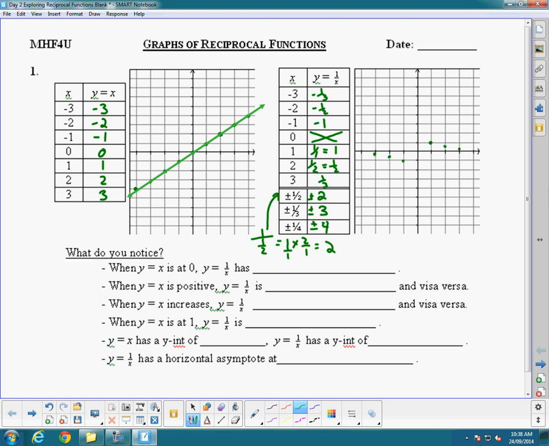So let's go off and graph this. If it was a positive 1/2, 1 over 1/2 is 2. 1 over 1/3 is 3. And then we get closer and it starts to get really crowded. Same thing with the negatives.